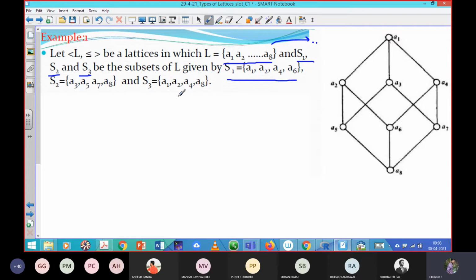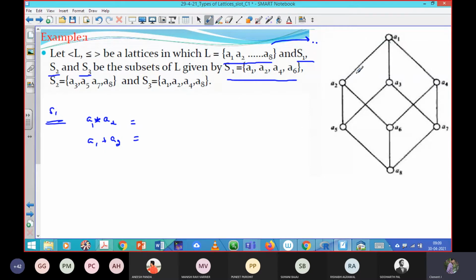Initially, you are already aware of the definition of sublattice. So I am going to check whether it is a sublattice for S1. What does the definition say? You need to check A1 star A2. If you pick any ordered pair from the subset, the answer should lie inside S1 itself. See here, A1, A2: what is A1 star A2?